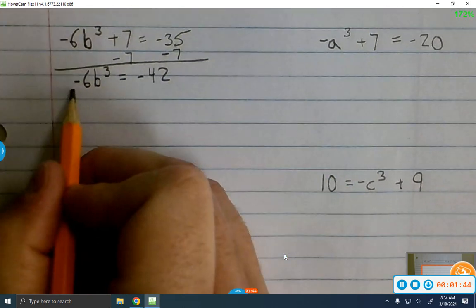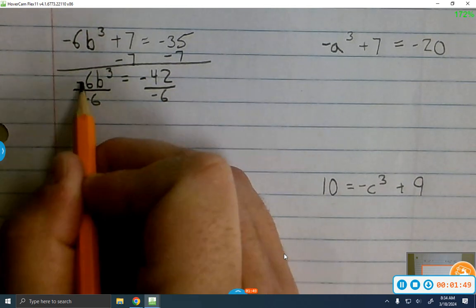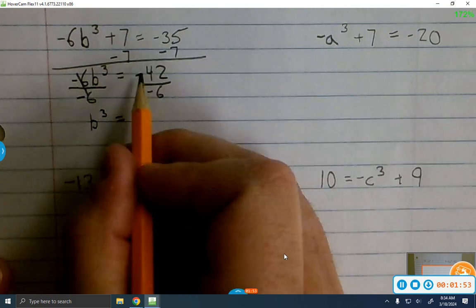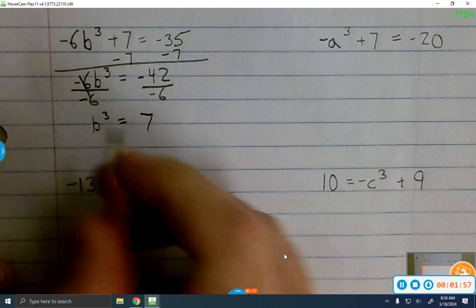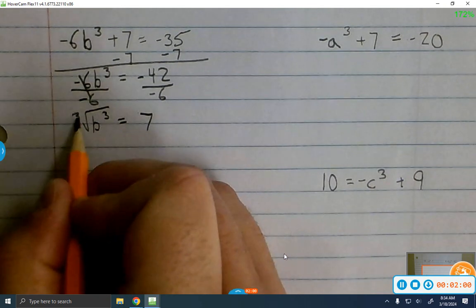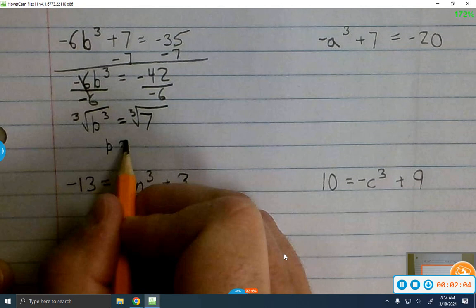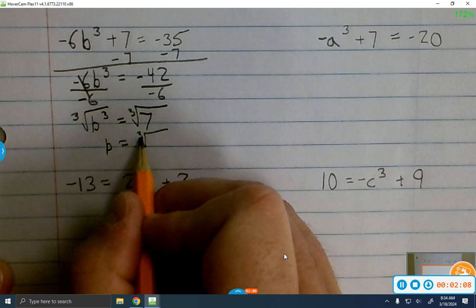Then we're going to divide this negative 6 away. So we get b cubed equals, and then negative 42 divided by negative 6 is positive 7. And then we take the cube root of both sides. So we get b equals, and honestly, if we want, we could leave it as the cube root of 7.